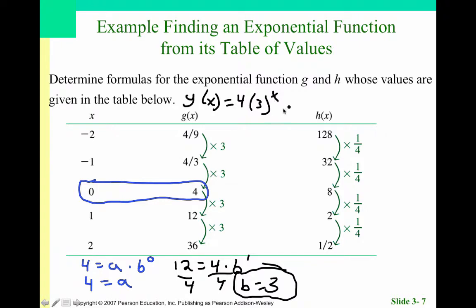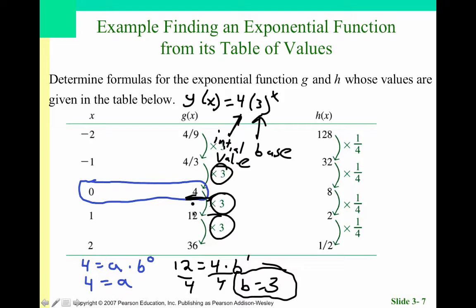And if you remember back to the previous screen, it says the 3 was going to be the base. And what does it mean to raise a base to an exponent? It means that the base is repeatedly multiplied. And this was our initial value. So what are we repeatedly multiplying by here? 3. Where are we starting? 4. 4 times 3 is 12. 4 times 3 squared is 4 times 9 is 36. If I wanted to know 4 times 3 to the 9th, probably need my calculator for that one.